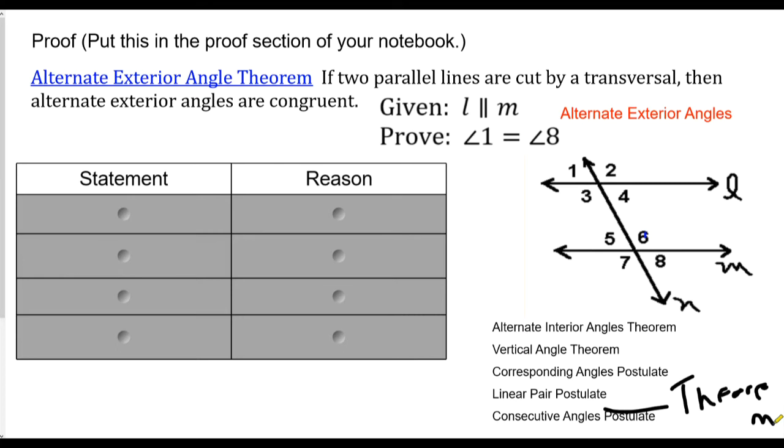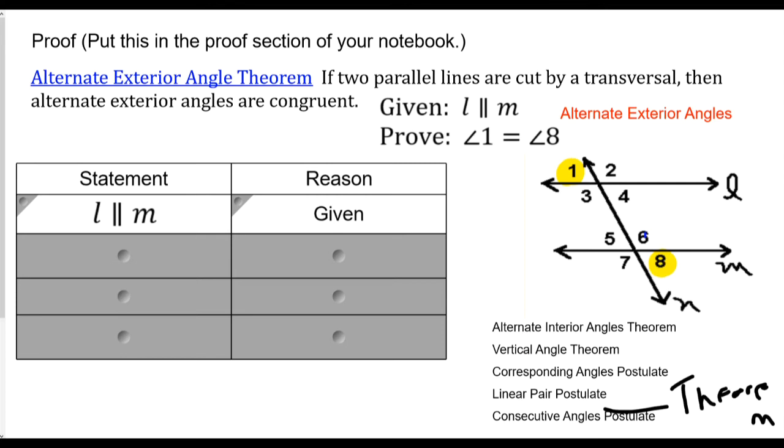As we said, our first step is usually going to be based off of what we are given. So in this proof, we are given that L is parallel to M, and our reason is going to be given. Now I need to figure out how I can get from the step that I've been given to prove that angles 1 and 8 are congruent. I'm going to look at what we have already done, and at that list we wrote earlier, and I'm going to start out by trying corresponding angles.